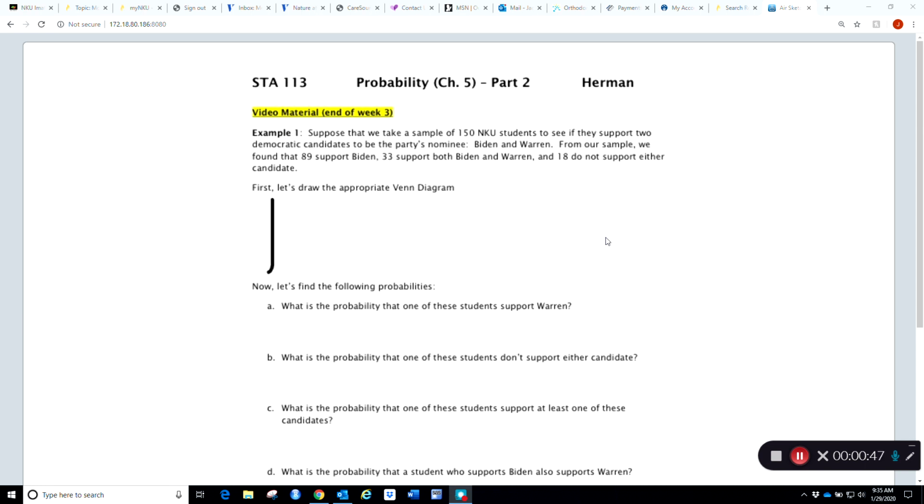So we're going to start by drawing our entire box, which is of course our sample space that we're going to be working with. Since we're talking about two events, Biden and Warren, we're going to have two circles. I'm going to draw them in different colors to make our life a little bit easier. So I'm going to let the green be my Biden circle and my blue be my Warren circle.